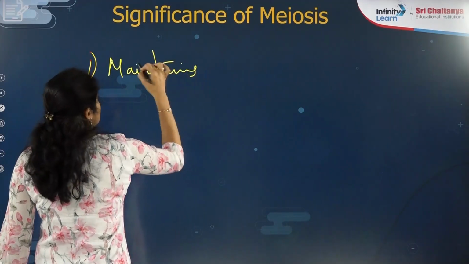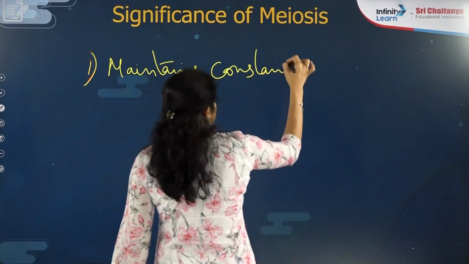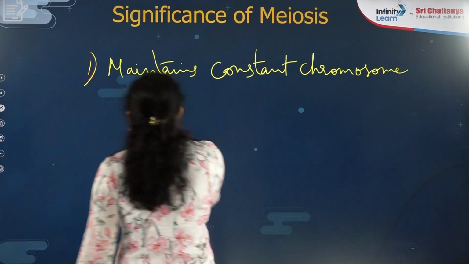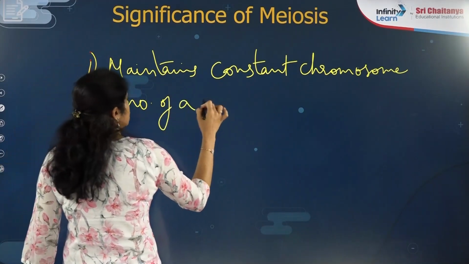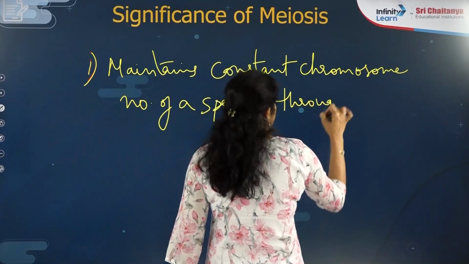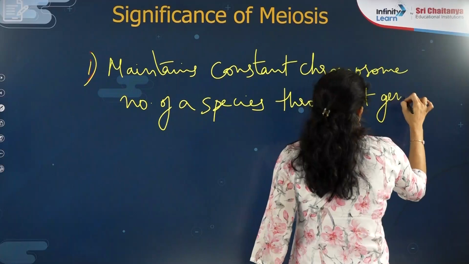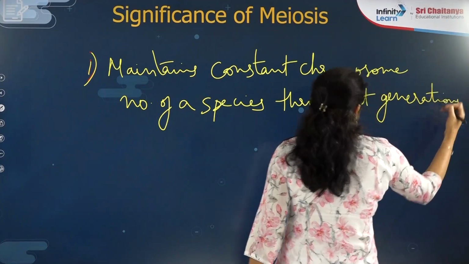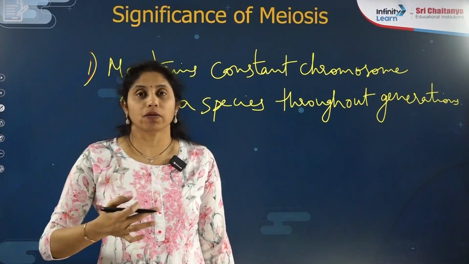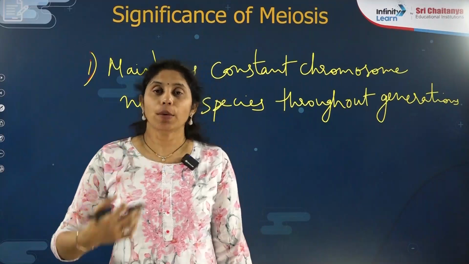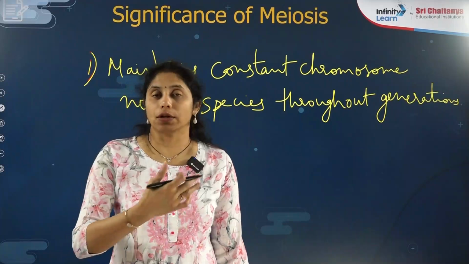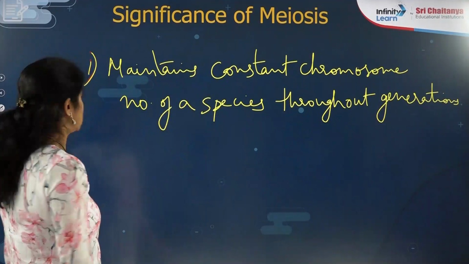Maintains constant chromosome number of a species throughout generations. From one generation to the next generations, it will be maintaining that. See, we have human beings; even when you take several generations, 2n equal to 46 will remain as it is. Because the gametes are formed by meiosis and they get fertilized and form the zygote. So the 2n number remains constant throughout the generations because of meiosis.